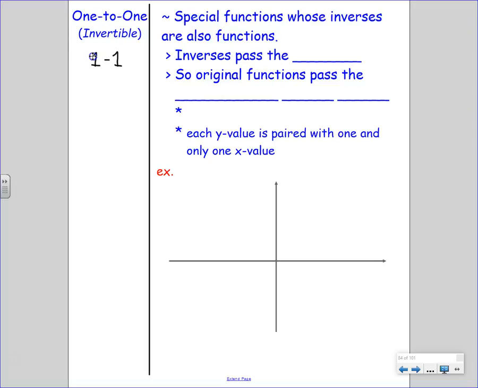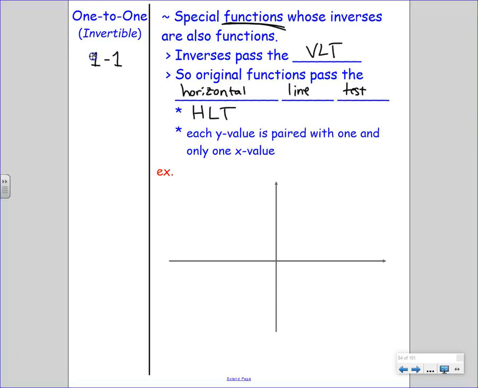So I'm gonna go ahead and write down the inverse needs to pass the vertical line test. So what is the original gonna pass? What we now call the horizontal line test. In order to be a one-to-one or invertible function, the original has to pass the vertical line test. But if it's going to be invertible, it also has to pass the horizontal line test. Not to be a function, but so that its inverse is also a function.